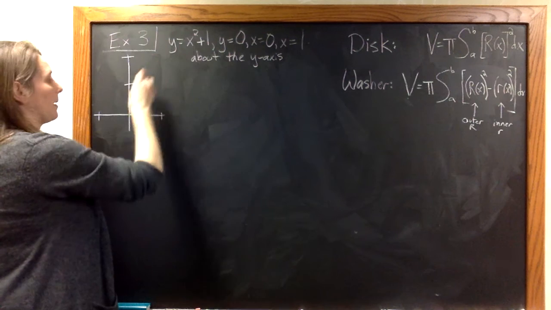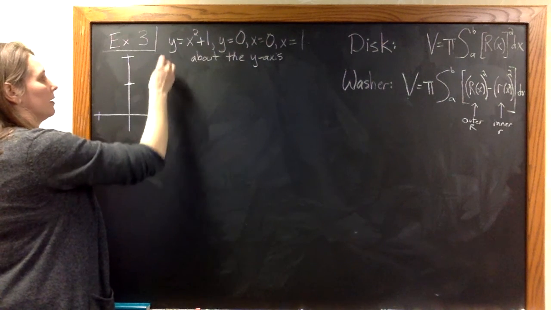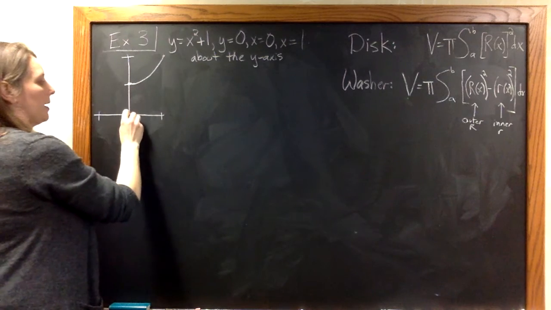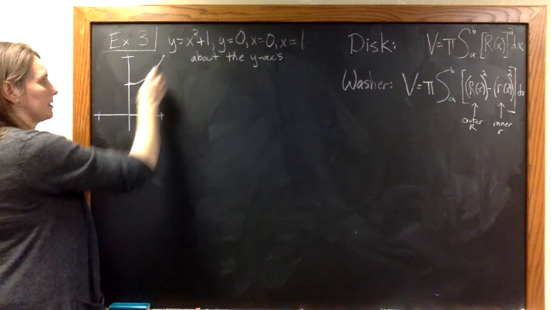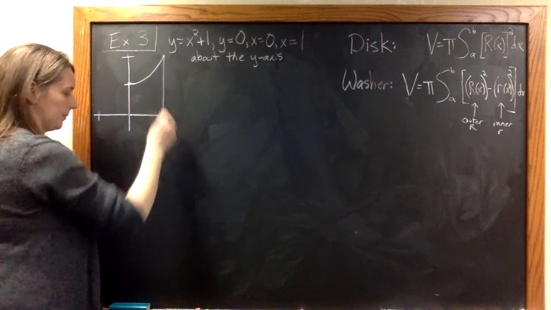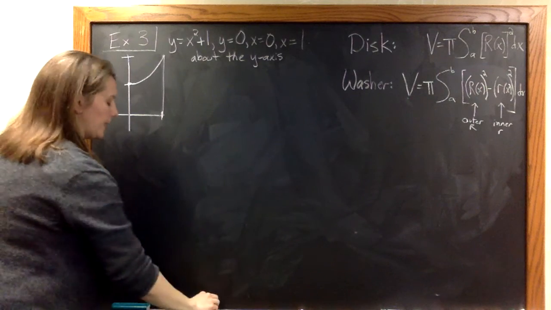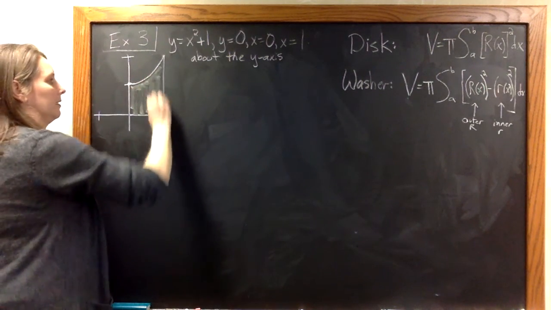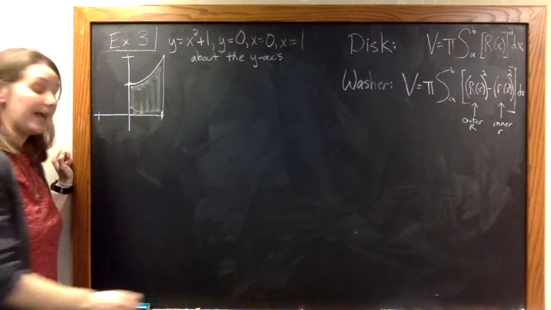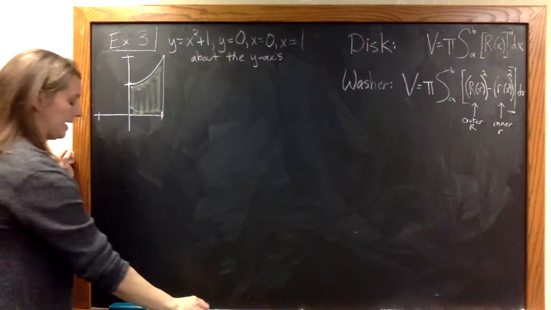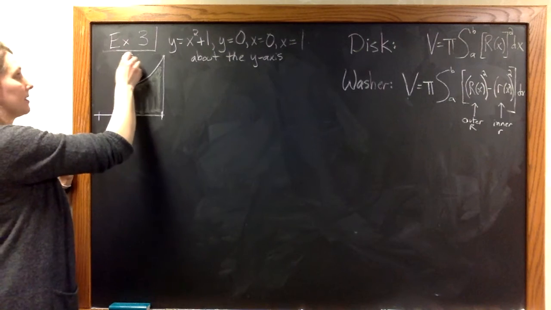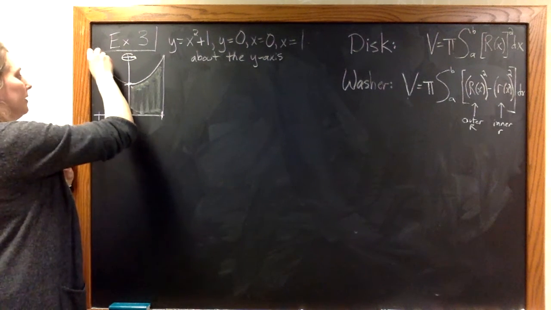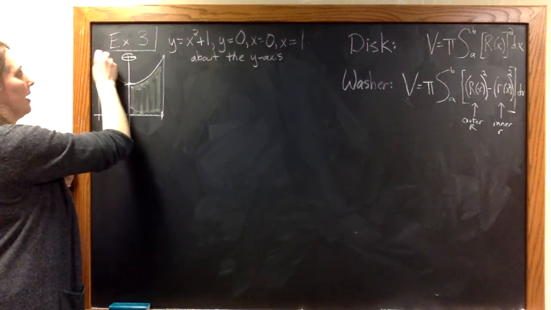So this is a parabola that's shifted up one. Okay, so it looks like this. And then y equals 0 is here, x equals 0 is here, and x equals 1 is here. So we are going to take that region, okay, I'll shade that in for us. And this time we are going to rotate it around the y-axis. That is something different. We have not seen that yet. So this is going to come over here and look like this.